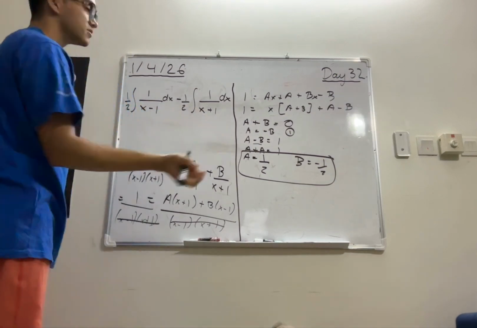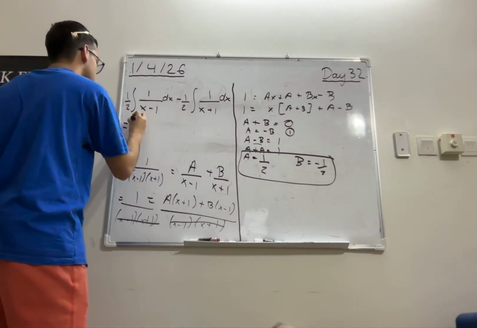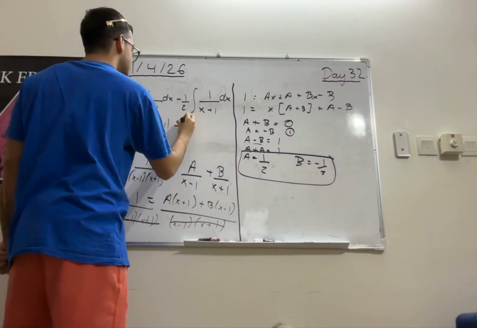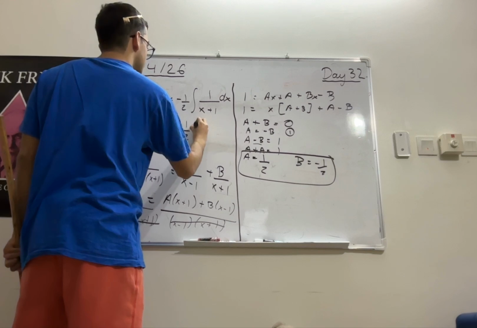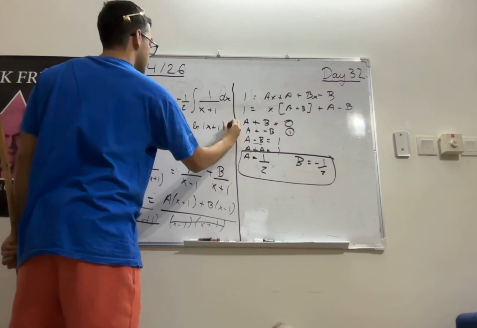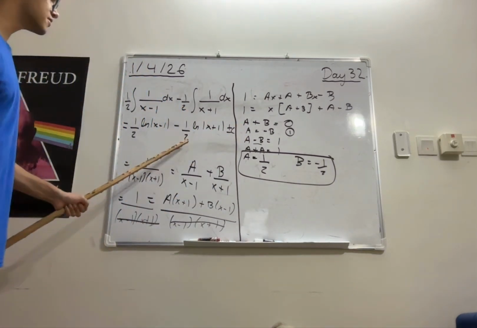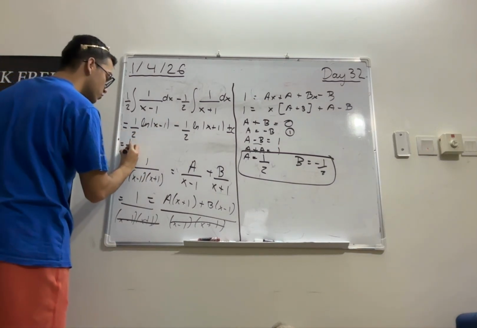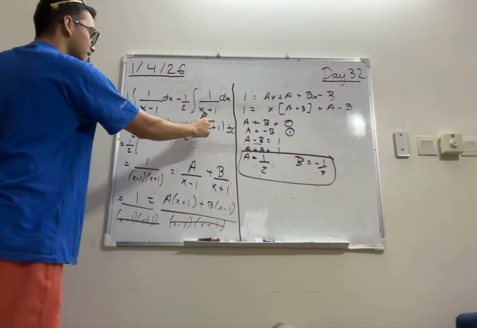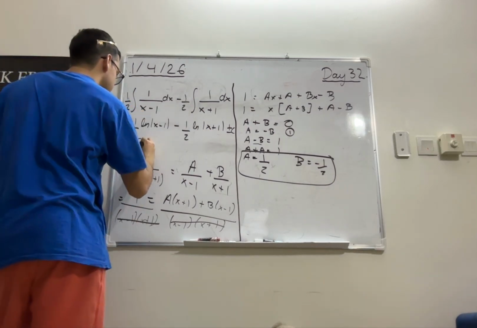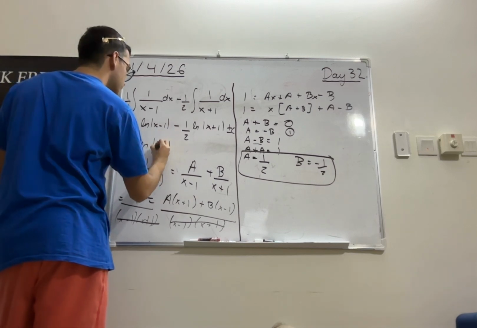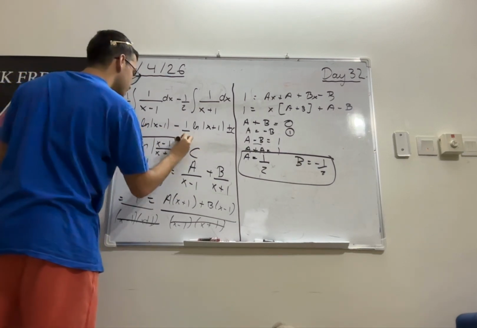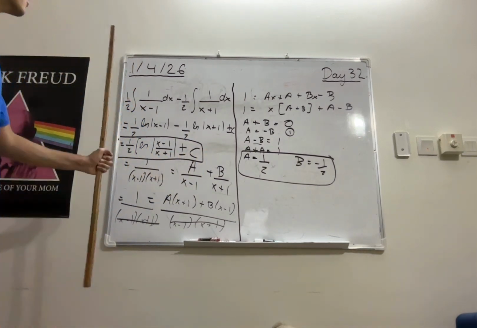Both of these are just simple log integrals. So our final answer becomes 1 by 2 ln of x minus 1 minus 1 by 2 ln of x plus 1 plus or minus c. Now you can leave the answer in this form, but the smarter way to finish off the question is to use log properties. So if we take 1 by 2 as common, and ln a minus ln b is ln of a by b, this becomes 1 by 2 ln of (x minus 1) by (x plus 1) plus or minus c. So this becomes our final answer through partial fractions.